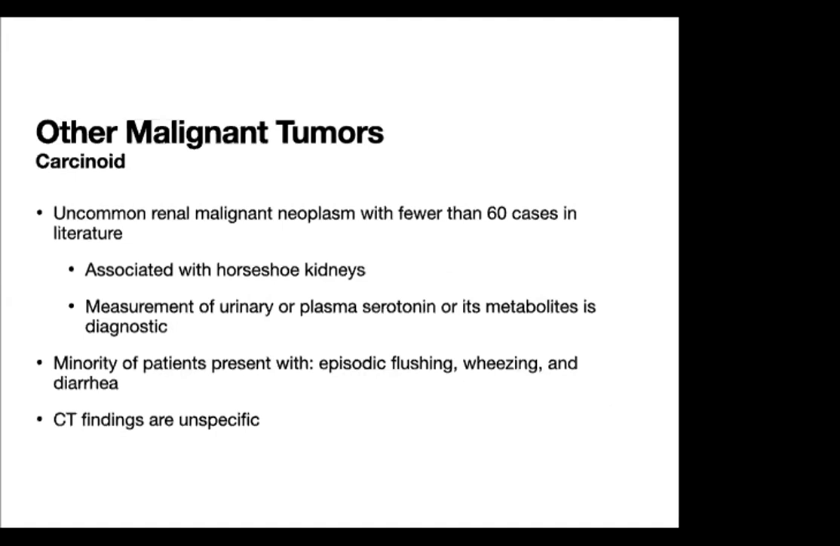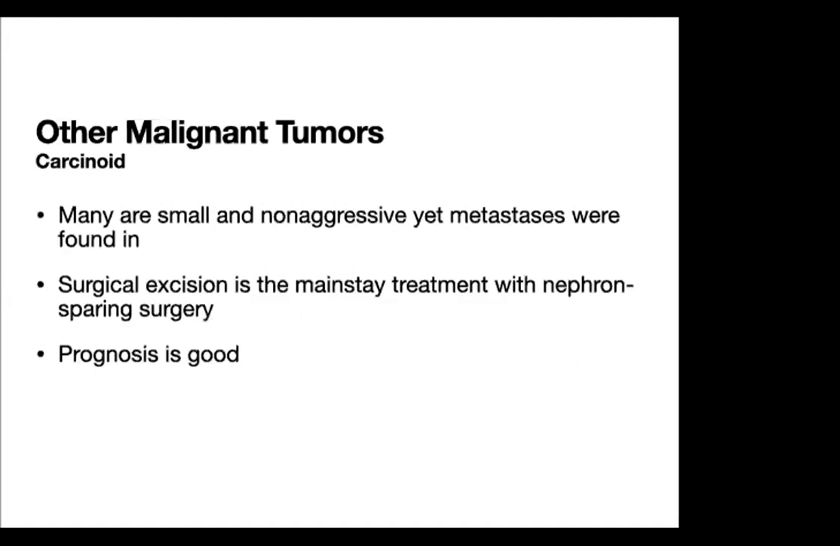Next are your carcinoids, which are uncommon renal malignant neoplasms with fewer than 60 cases in literature. They are associated with horseshoe kidneys, and diagnostic is your measurement of urinary or plasma serotonin. For those who may present with it, the symptoms are episodic flushing, wheezing, and diarrhea. CT scan findings are nonspecific. Many are small, non-aggressive, yet metastases were found. Surgical excision is the mainstay treatment with nephron-sparing surgery, and prognosis is actually good.